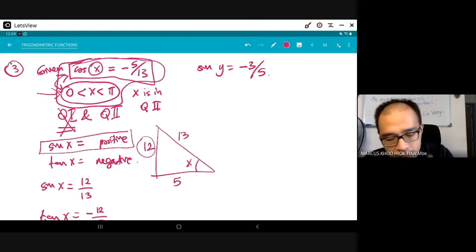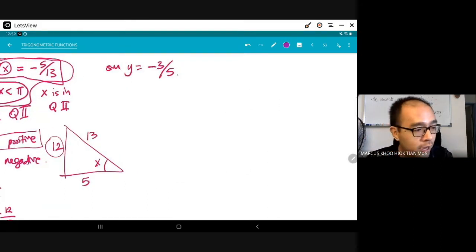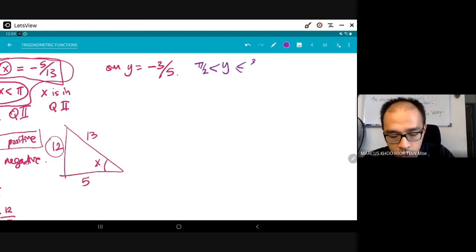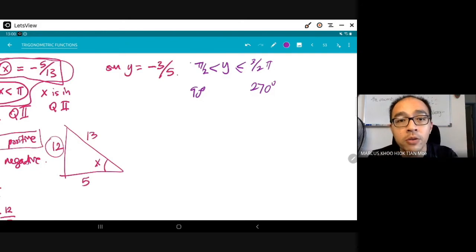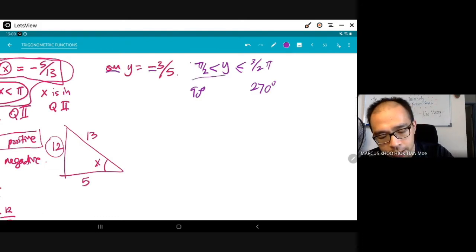Now let's apply the same thing to sine y equals negative 3 over 5. And they say that y is between pi over 2 and 3 over 2 pi. Pi over 2 is 90 degrees, 3 over 2 pi is 270 degrees. First thing you must be able to tell me is what quadrant is y in? Sine is negative, and here.